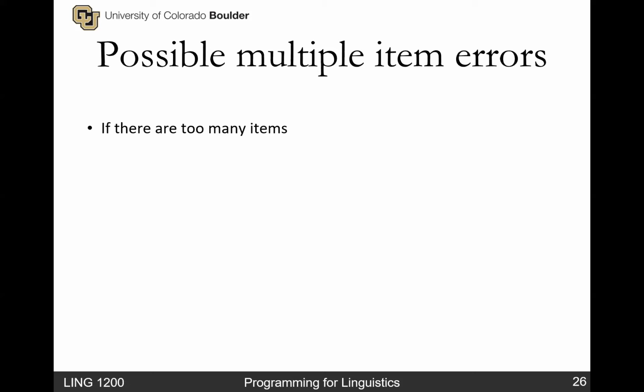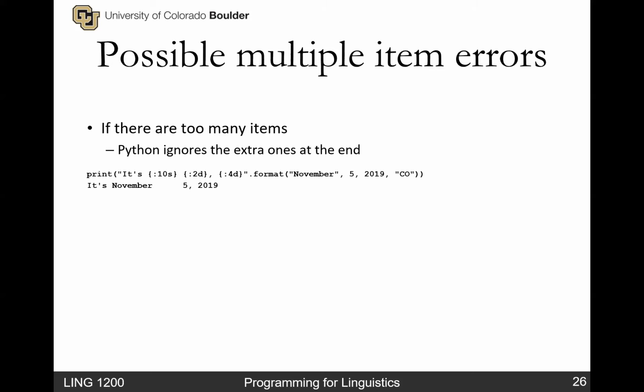Now, if you put too many items, Python's going to ignore the extra ones at the end. So in this case, we have 3 sets of curly brackets, but here we have 1, 2, 3, 4 items between the parentheses. And Python's just going to ignore that last one and only print out the first 3, again, matching them up by order.